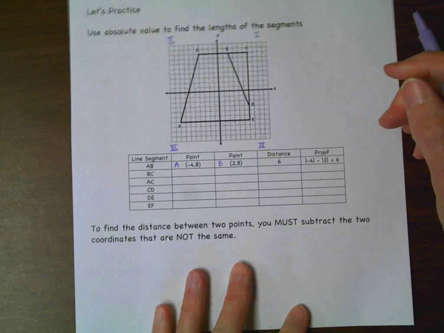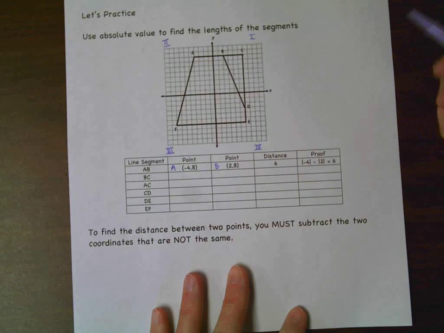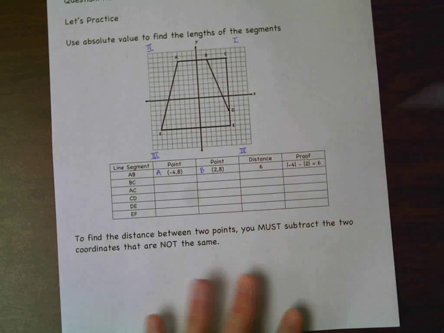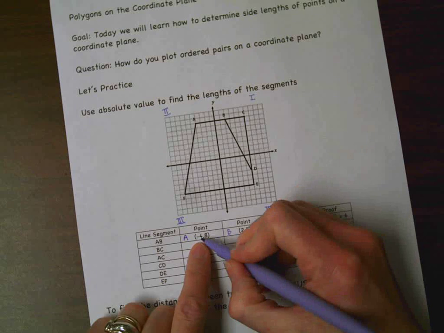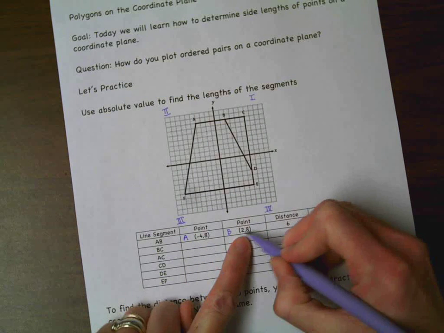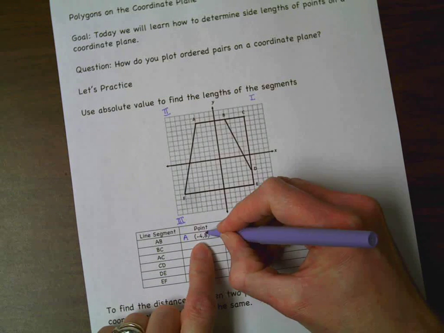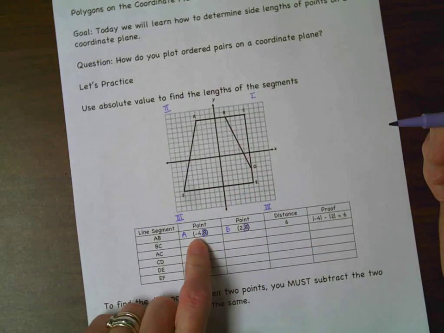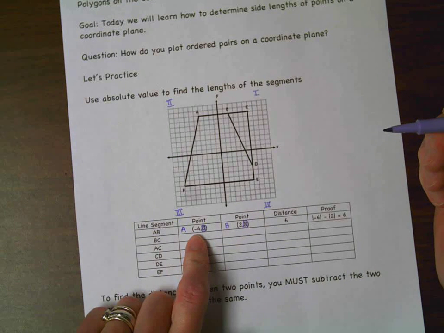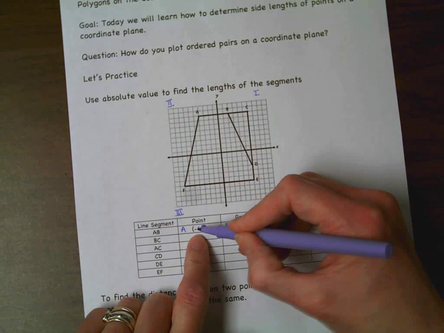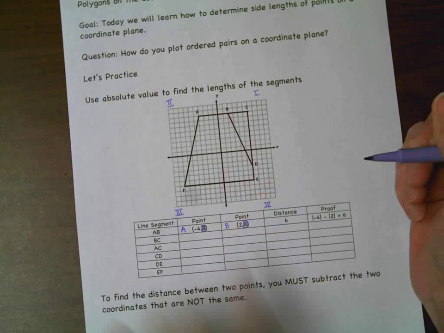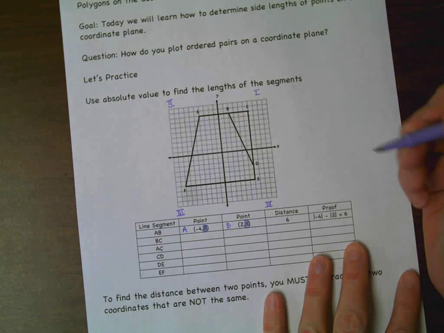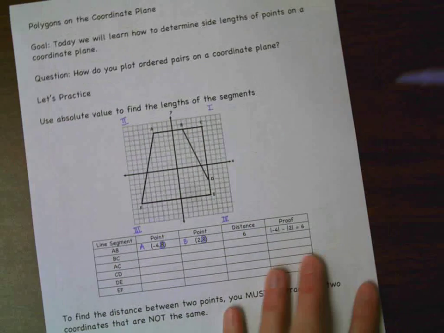Now what we're supposed to do, according to the directions down at the bottom, is to find the distance between 2 points, you must subtract the 2 coordinates that are not the same. So if we look at this, this is -4 and 8. This is 2 and 8. Well, the 8s are the same. So we can't subtract those because those are exactly the same. So what you're supposed to focus on is the 2 that are not the same. So we have -4 and we have 2. So what you're supposed to do is take the 2 coordinates that are not the same and subtract them using the absolute value.